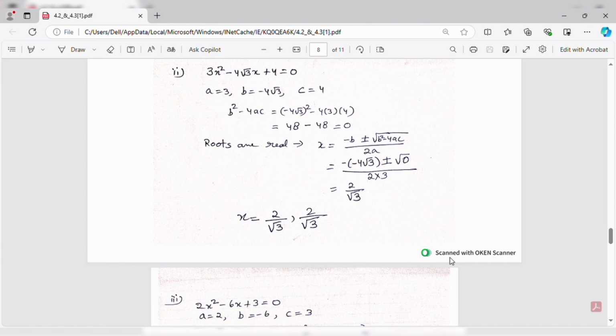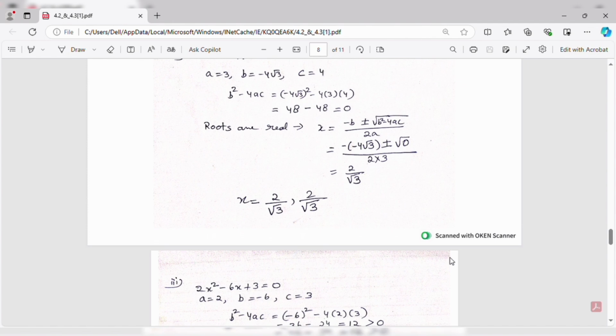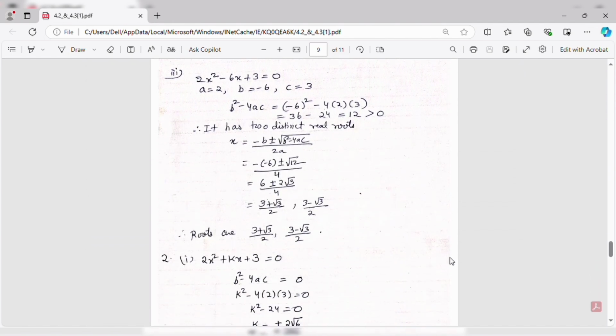In the third part, the equation is 2x² − 6x + 3 = 0. Here, after finding the discriminant, we get it as 12, which is a positive number. So the roots are real and distinct. After solving, we will get the roots as (3 + √3)/2 and (3 − √3)/2.